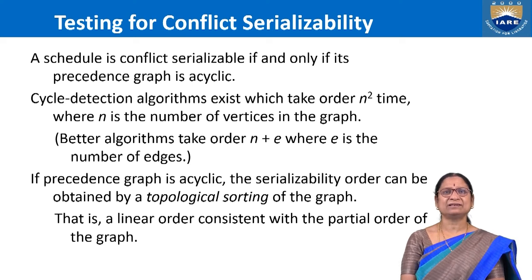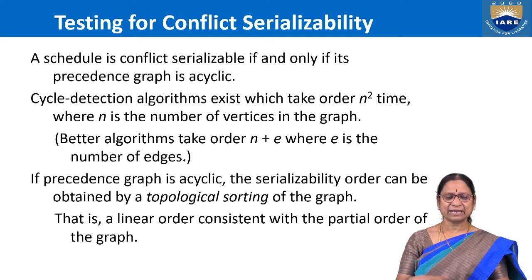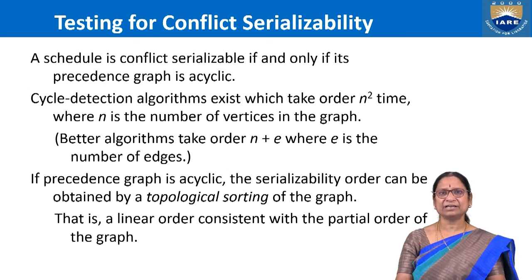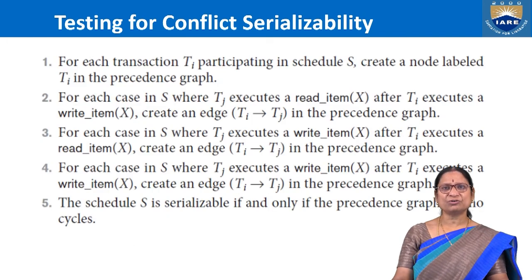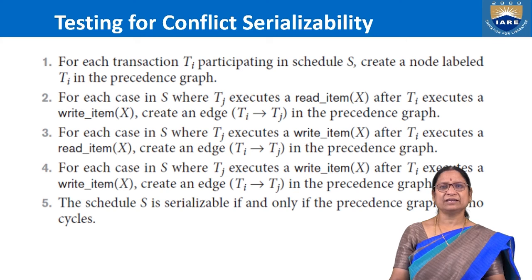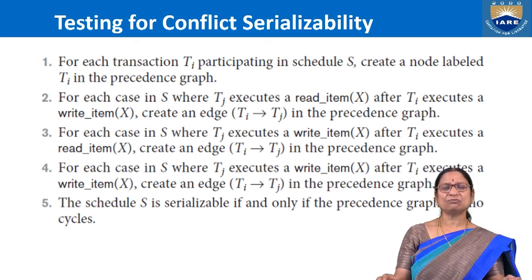Once the precedence graph is drawn, we have to verify whether it is acyclic or not. If it is acyclic, then the respective schedule is considered a conflict serializable schedule. Once the graph is acyclic, the serializability order can easily be obtained by using a topological sorting technique on the graph. If you are able to draw the graph, then checking acyclicity results in an equivalent serializable schedule. So how to check conflict serializability?